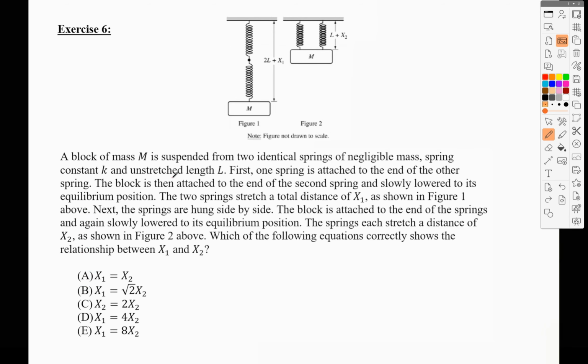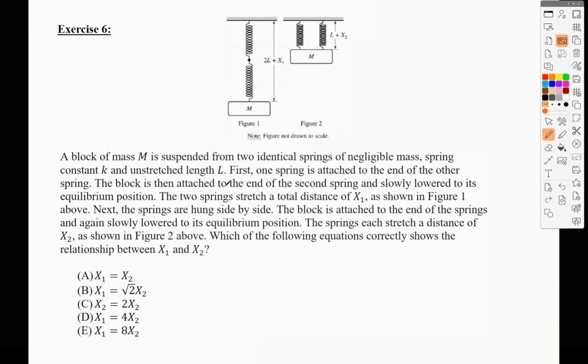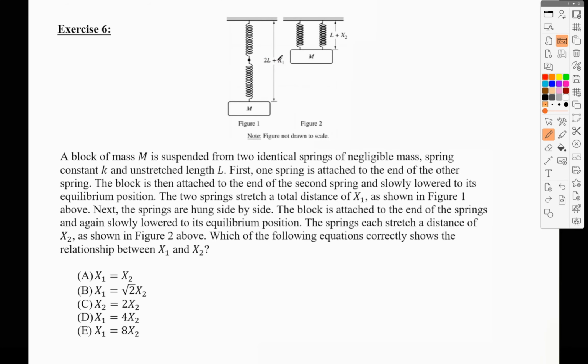Now exercise 6. A block of mass capital M is suspended from two identical springs of negligible mass, spring constant k and unstretched length L. First, one spring is attached to the end of the other spring, which means they are connected in series. The block is then attached to the end of the second spring and slowly lowered to its equilibrium position. The two springs stretch a total distance of x1. 2L represents the length of the two springs freely with no mass m attached. We added the plus x1 because this is the elongation when we connect the mass m.